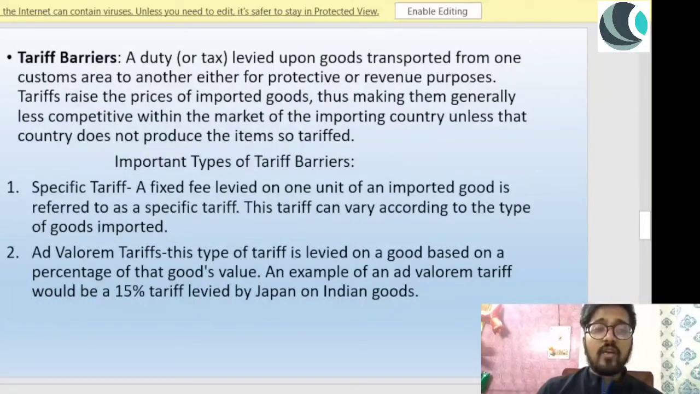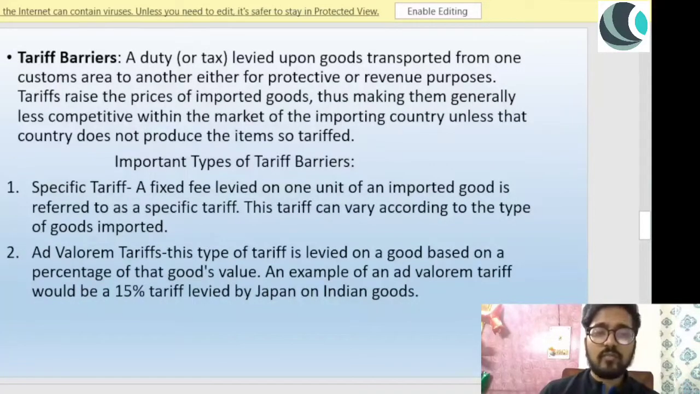A duty or tax levied upon goods transported from one custom area to another, either for protective or revenue purpose, right? So it is quite complex. The definition, I'll ease it out for you. So basically, when a good or service is transported from one country to another, and the receiving country, the country who is importing that product, levies a tax on it, right? So that's basically a tariff barrier, a duty or tax, right?